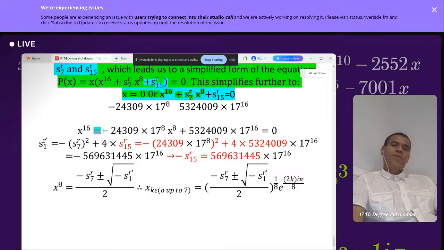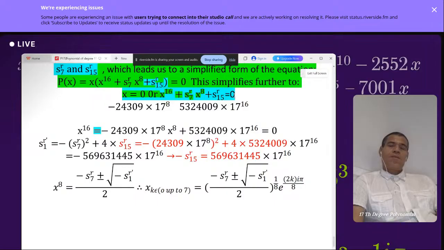And look at that simplified form. x^17 plus S7R x^9 plus S15R x equals 0. What do you notice immediately? Well, x is a common factor in every term. You can factor it out. Exactly. So P(x) equals x times (x^16 plus S7R x^8 plus S15R) equals 0. Which straight away gives us one root. If x times that whole bracket equals 0, then either x is 0 or the bracket equals 0. So x equals 0 is one exact root. Bingo. One root found, instantly and exactly.